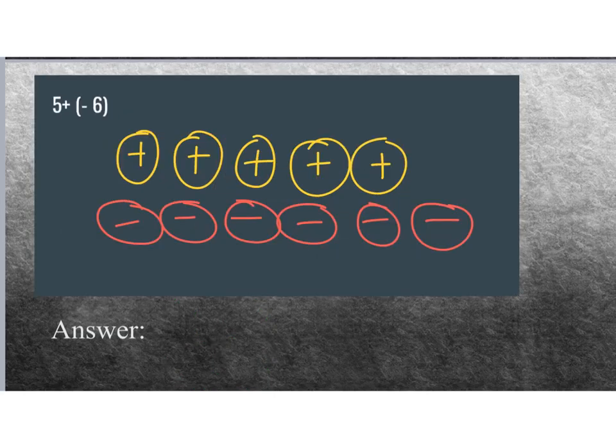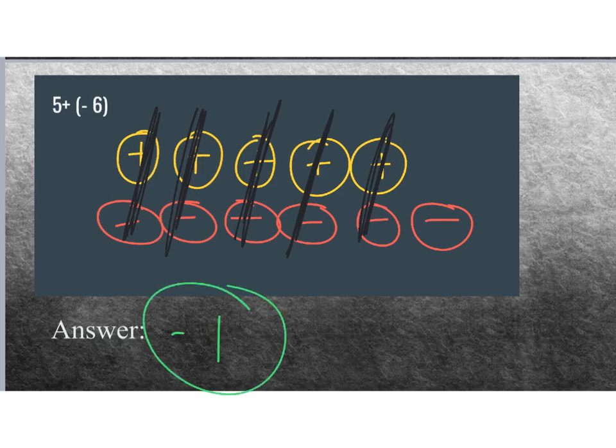All right, and for this next one, I've got my +5 up top, my -6 below. When I make my 0 pairs here, 1, 2, 3, 4, 5, my answer remains, which is -1.